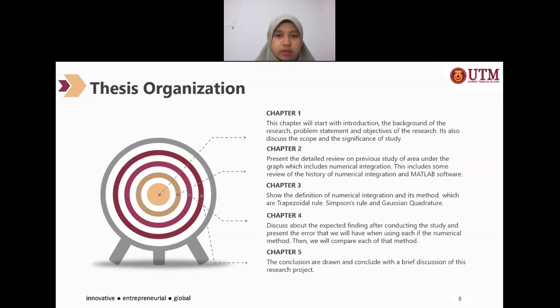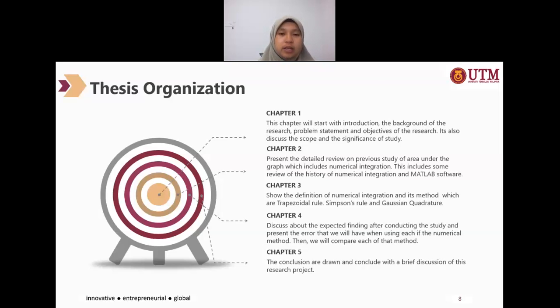This research proposal consists of five chapters. The first chapter is the introduction. The second chapter is the literature review, where we will review previous studies of area under the graph, which include numerical integration. The third chapter is numerical integration. The fourth chapter is the expected findings, where we will discuss what is expected after conducting this study. And then chapter 5 is the conclusion, where we will give a short discussion of this research project.